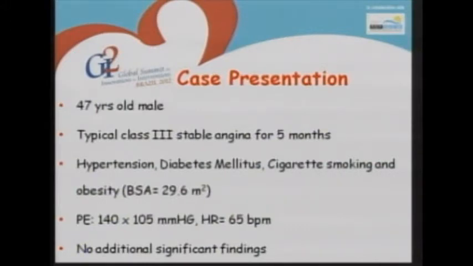This patient has hypertension, diabetes mellitus type 2, was a smoker, and another risk factor was obesity. His body mass index was 29.6. His physical examination didn't have anything important. With this history and these risk factors, we decided to do a cardiac catheterization to have a full idea of his coronary. Breno, next please.